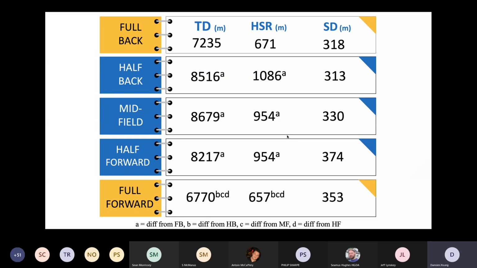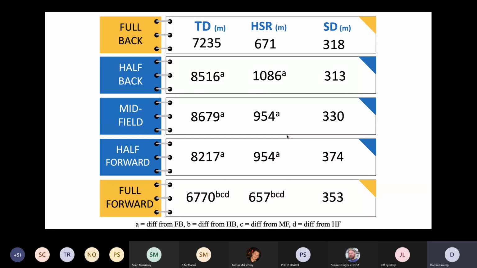We move to the center column for high-speed running, and a similar pattern exists that, again, the middle three positions cover more high-speed running than the full back line and full forward line. And the final column on the right-hand side shows the sprint distance. Now, a very interesting thing happened here, which is that there was no significant difference between any of the positions. So no matter where you are in the field, full back line, half back line, midfield, half forward, and full forward, you need to be able to perform similar distances at sprinting capacity.